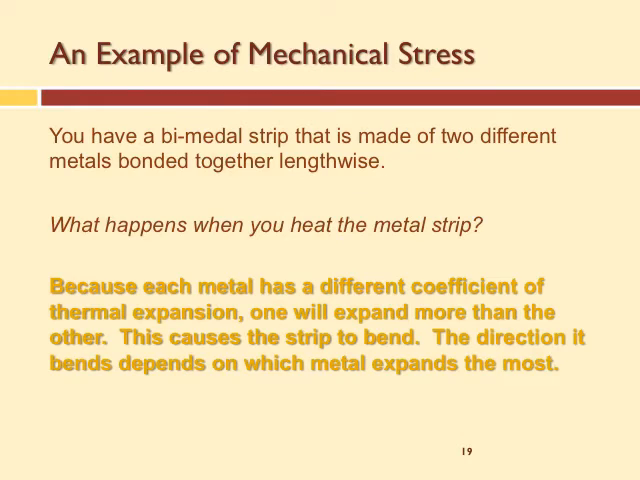Bimetallic system. So each metal has a different coefficient of thermal expansion, right? That's a big word, but it's a simple idea. Coefficient of thermal expansion. So that's how much it expands for a certain amount of temperature change. Some things expand more than others. And if you put two different materials together that have different thermal expansion coefficients, they'll expand at different rates. And as a result, you'll get stress where those two materials are connected together, and it'll bend one way or the other. And that's how it works.